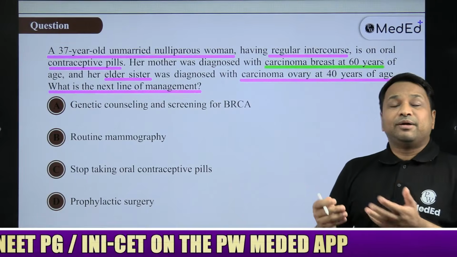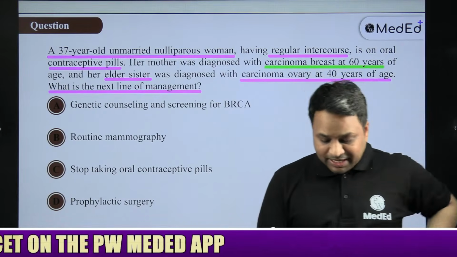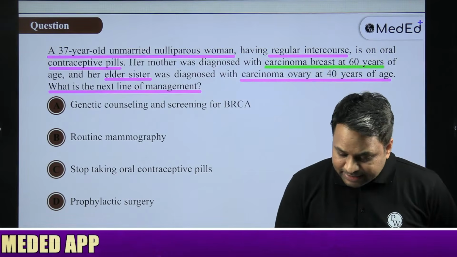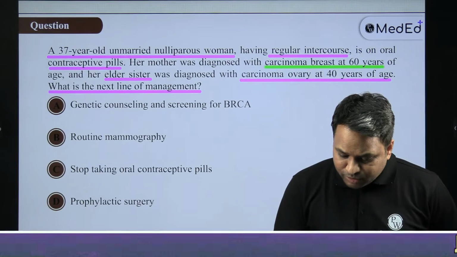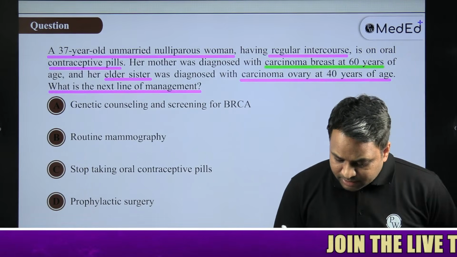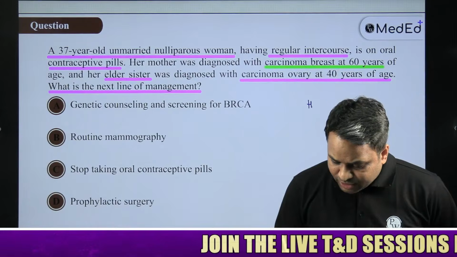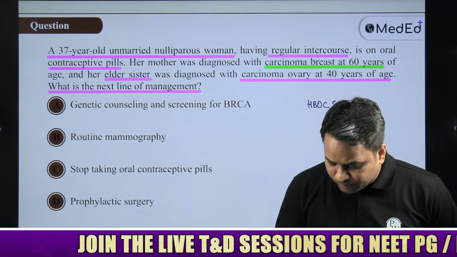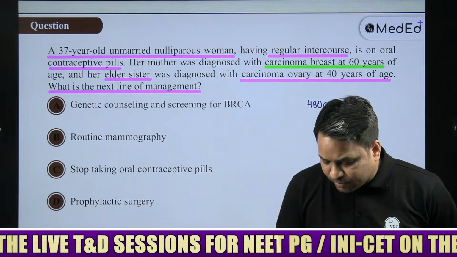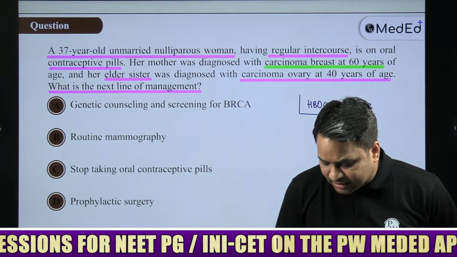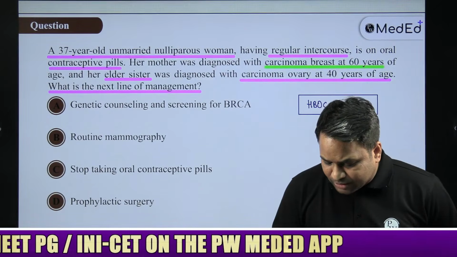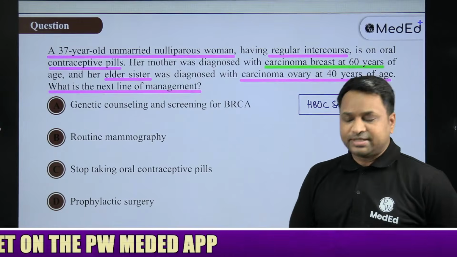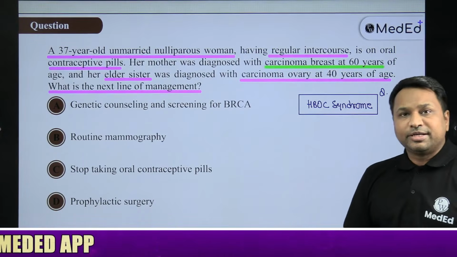Now you can see there's a family history of both breast and ovarian cancer. So I can say this is a candidate who is having HBOC syndrome. HBOC syndrome is hereditary breast ovarian cancer syndrome, right? We say HBOC syndrome, which is a hereditary breast ovarian cancer syndrome.